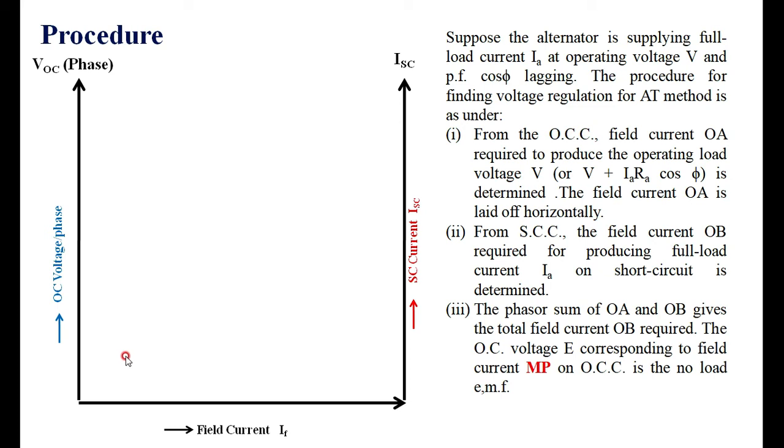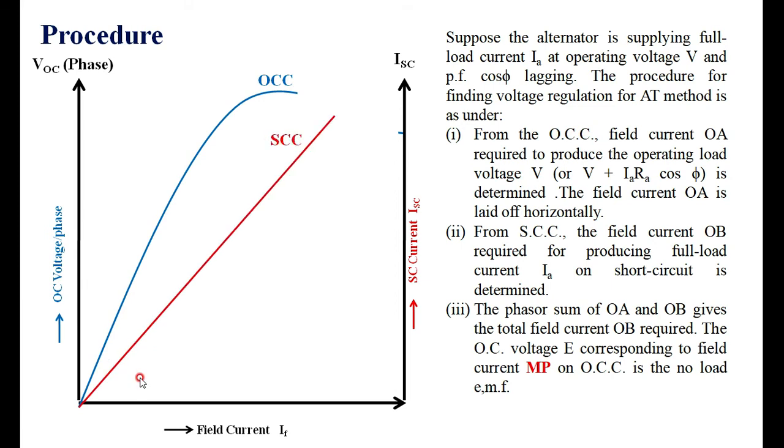How to find out AO and OB? First, with the available data of the open circuit characteristics, you have to draw the open circuit characteristics. Then using the data of the short circuit characteristics, you have to draw the short circuit characteristics. The first thing you have to do is find the value of V plus IRA cos phi. V is the terminal voltage, which is given; you have to see that V is the per phase value. IA is the rated current, RA is the armature resistance, and phi is given by the load power factor.